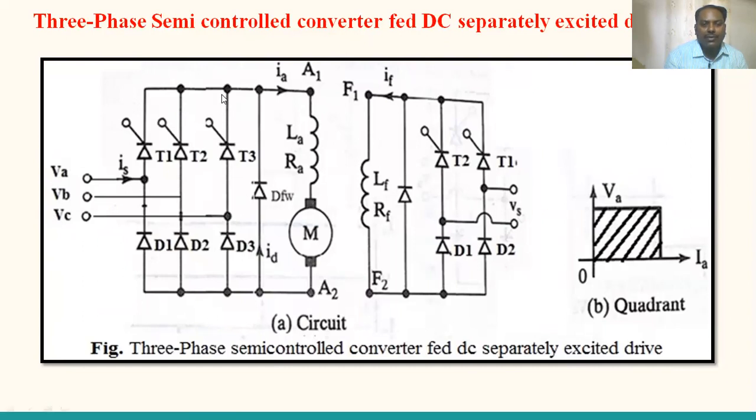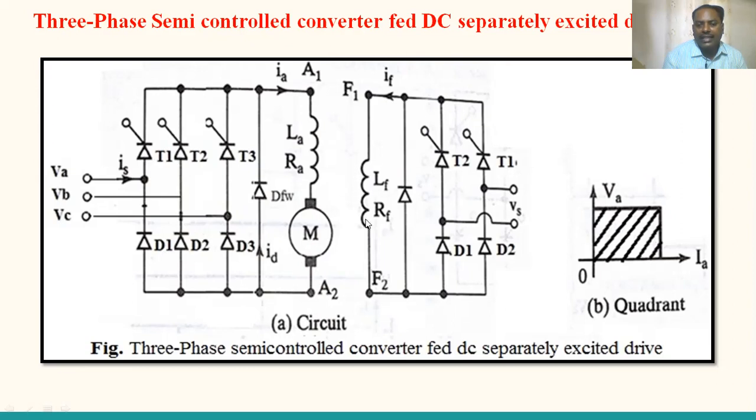Three phase semi-controlled converter. Three phase in the sense it has three legs, each leg having two switches. Totally 6 switches are there. Out of 6 switches, 3 are controlled switches T1, T2, T3, and 3 are uncontrolled switches D1, D2, D3. So AC supply is converted into DC supply with the help of a three-phase semi-controlled converter, and the DC supply is feeding the armature of the drive between the terminals A1 and A2. And it is a DC separately excited drive.